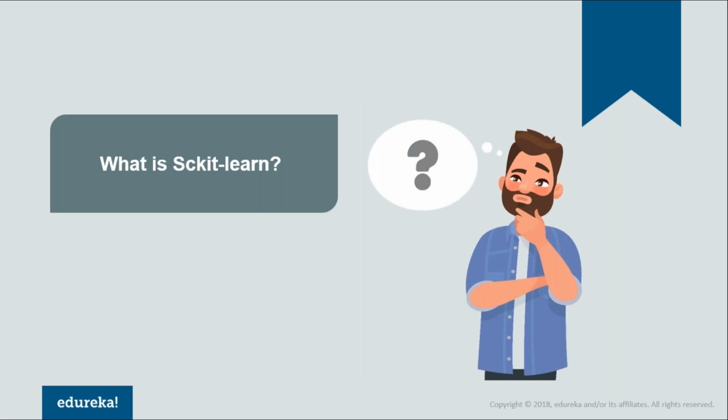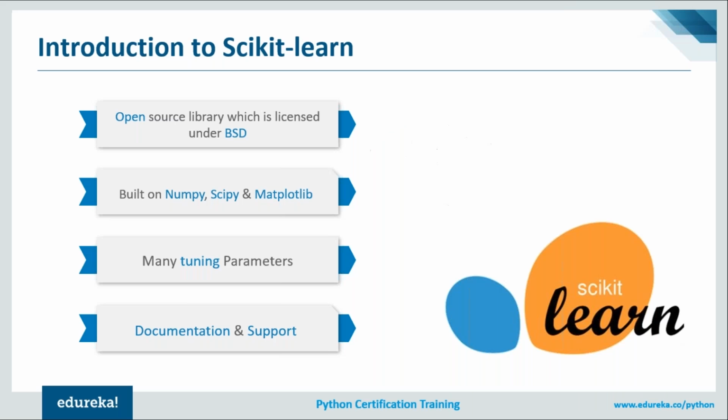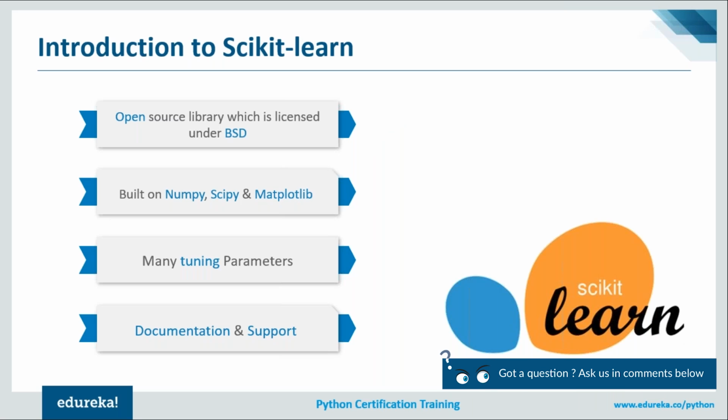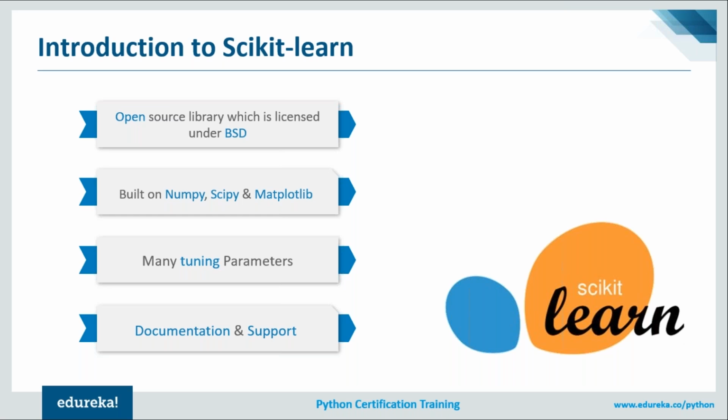Next, let's come to the main topic of our discussion, that is scikit-learn. What exactly is scikit-learn and how does it help in machine learning? We know that scikit-learn is a library which is used to perform machine learning in Python. It is an open source library which is licensed under BSD and it is reusable in various contexts, encouraging academic as well as commercial use. It is also built on popular libraries such as NumPy, SciPy, and Matplotlib. Also, the best part about scikit-learn is that it has many tuning parameters along with wonderful documentation and a support community. So let me show you that as well.